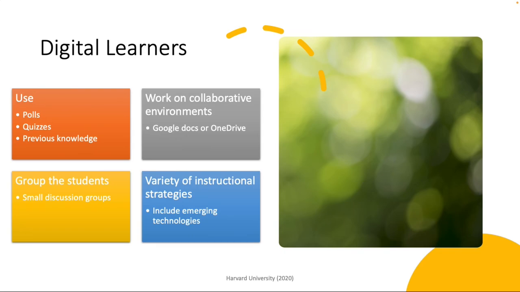Students are digital learners. According to Harvard University, it is necessary to increase interactivity. It is essential to engage students in using polls like Poll Everywhere or Mentimeter and quizzes embedded into lectures or interactive like Kahoot or PeerTech. Utilize their previous knowledge by getting students working on a collaborative doc like Google Doc or OneDrive. Group the students to answer specific questions in breakout rooms and make them share their explanation with the other groups. Involve students in small discussion groups. Use a variety of instructional strategies to include emerging technology.